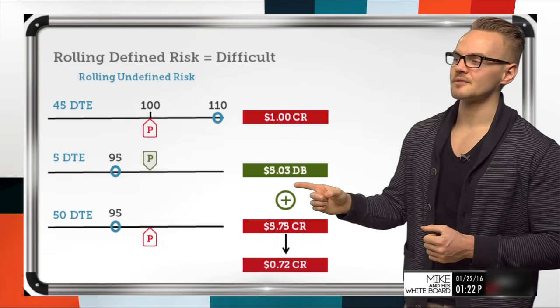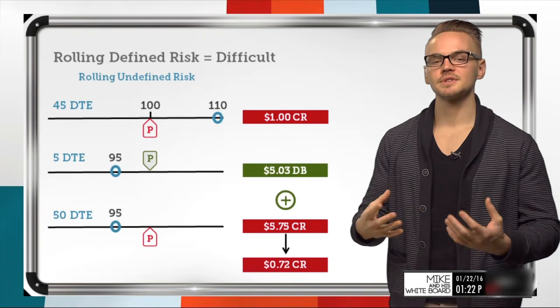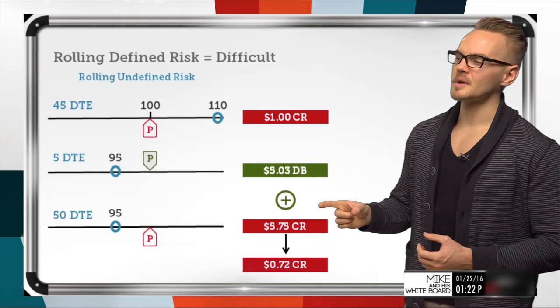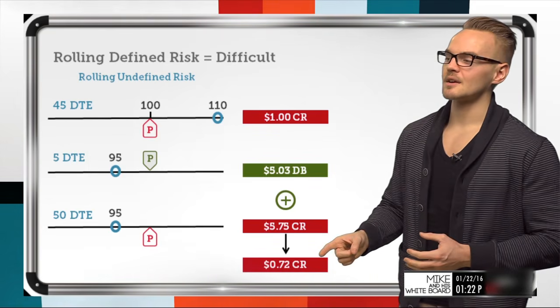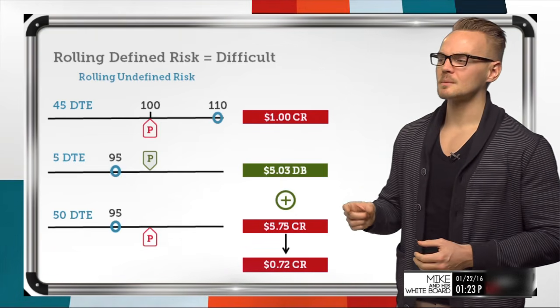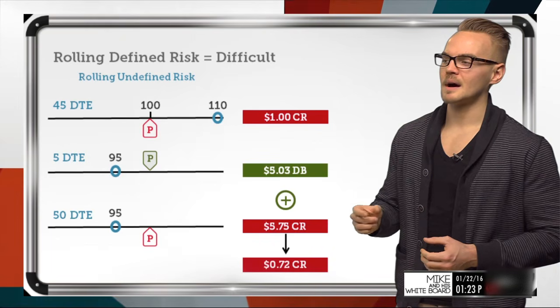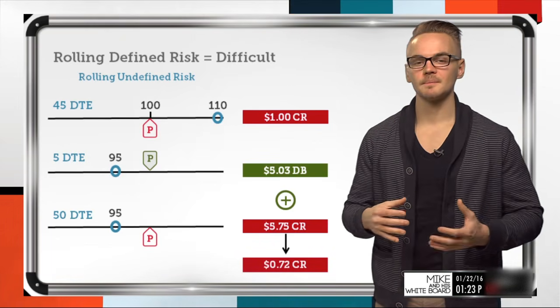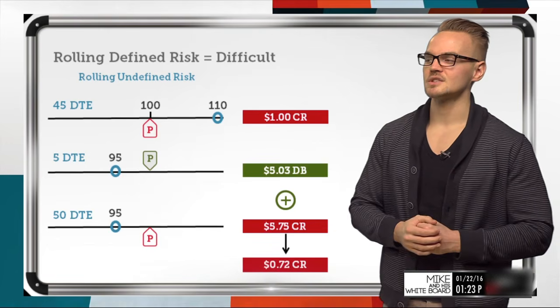So if I take the difference here, 503 debit, which is what I'm paying back, that's what I'm closing my position for, and I'm opening my new position for $5.75 credit, the net roll here is going to be a 72-cent credit. So all I'm really doing is just taking the closing position cost, adding in my new position credit, and it gives me the difference of 72 cents.